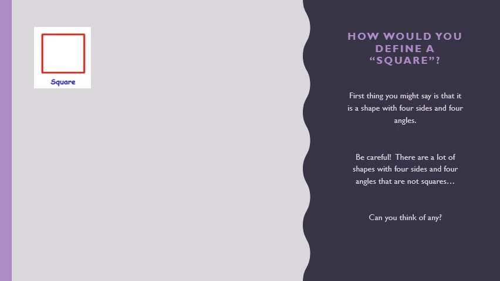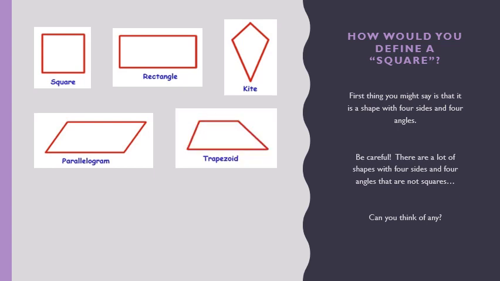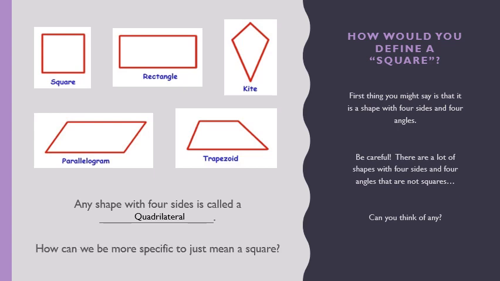Well, we have the square, but we also have the rectangle, a kite, so there's 4 sides, 4 angles, a parallelogram, 4 sides and 4 angles, and trapezoid has 4 sides and 4 angles. Any shape with 4 sides is called a quadrilateral. So we need to be a little bit more specific when we're talking about squares.